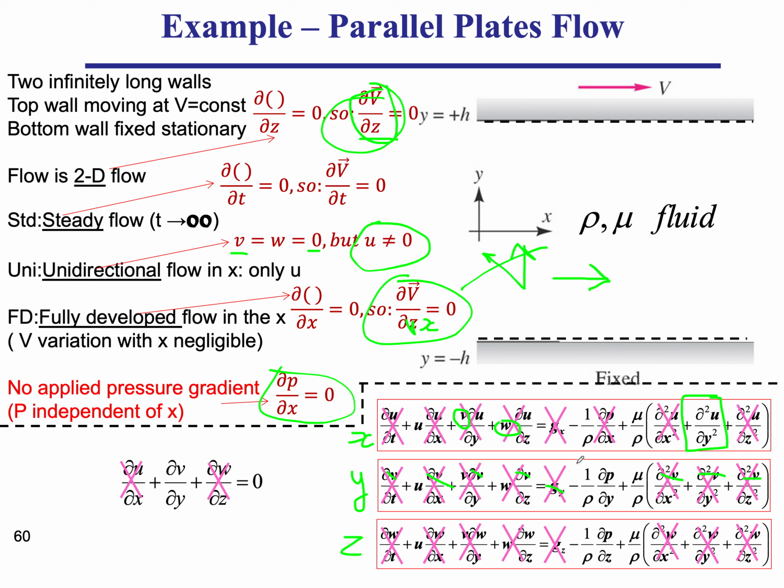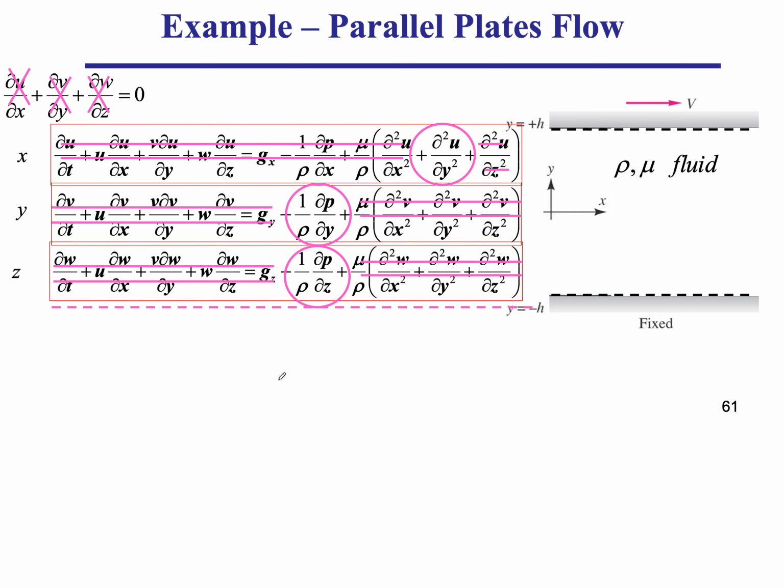So the y momentum and z momentum just tell me that the pressure is independent of y because dp/dy is 0, and the pressure is independent of z because dp/dz is 0. So let's clean this up and move on to a new slide. Continuity and three Navier-Stokes equations, that's what they boil down to.